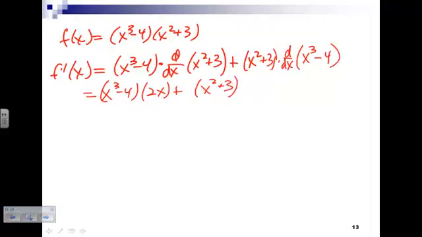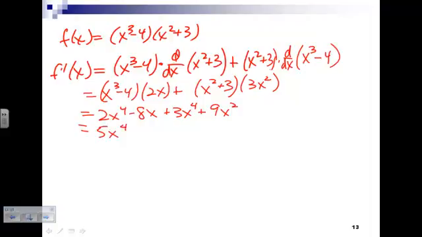What is the derivative of x cubed minus 4? 3x squared. By the way, I'm going to finish this off by distributing these terms. X cubed times 2x is 2x to the 4th. 2x times negative 4 is negative 8x. 3x squared times x squared is 3x to the 4th. 3 times 3x squared is 9x squared. Do I have any common terms? Yeah, these two add up to what? 5x to the 4th plus 9x squared minus 8x.